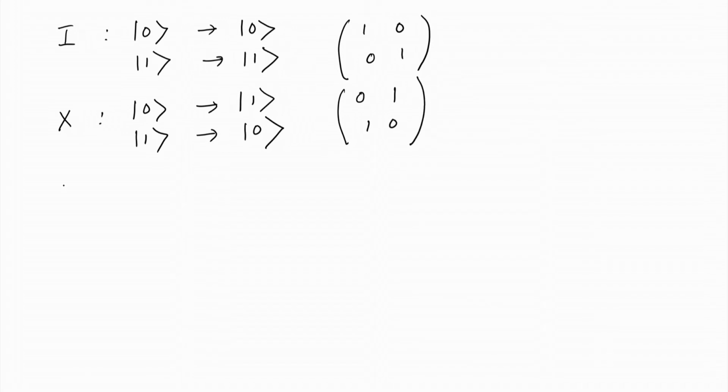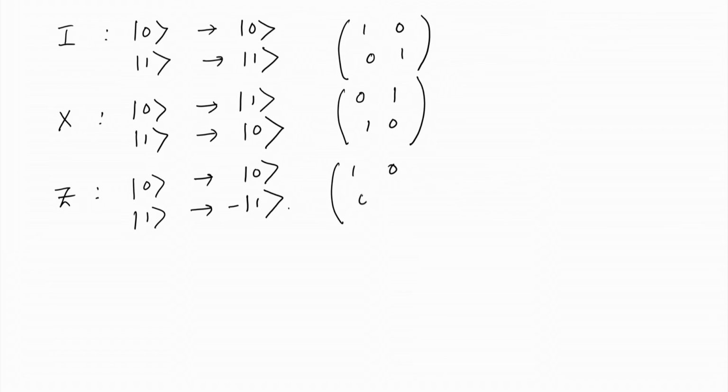Then let us write Z, which acts on a 0, gives a 0, acts on a 1 gives a minus 1. So, this is written as 1 0 0 minus 1. Remember that x gate looks like Pauli matrix corresponding to the x component for a spin half particle, and similarly z looks like a sigma z for a spin half particle again.